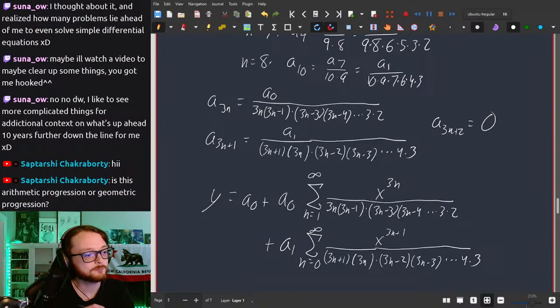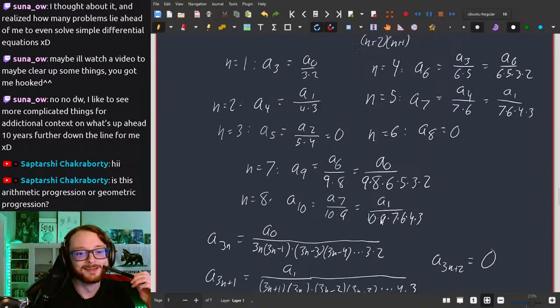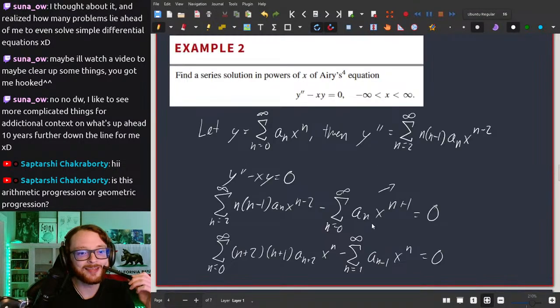Neither, Saptarshi. This came from a differential equations question. I have to solve it with series though, which is why series have come up here.